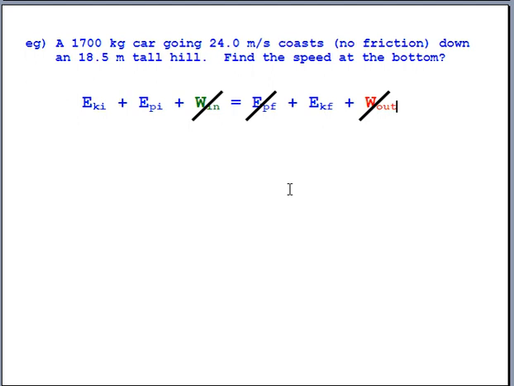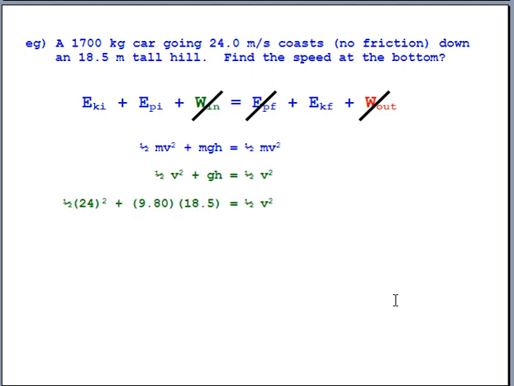Now, we've seen both of the work terms get thrown away. All of the terms that are left have m's in them. So it was nice of them to tell us that it was a 1,700 kilogram car, and I really don't care. You can actually cancel the m's out. This is a mass independent problem. Save yourself some big numbers and just reduce this thing by dividing by mass. And then we're good to go.